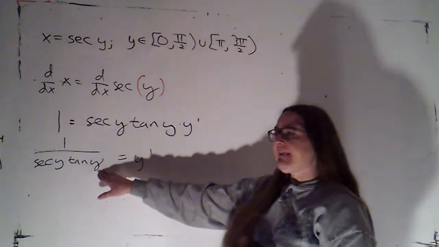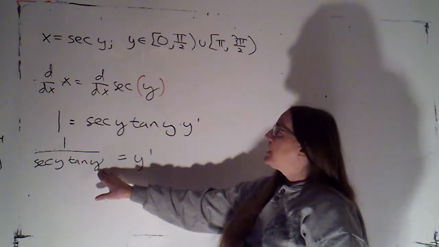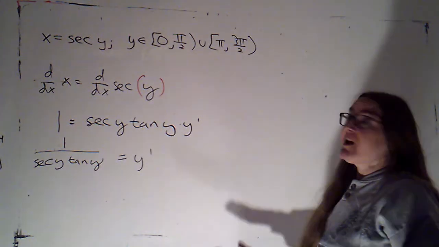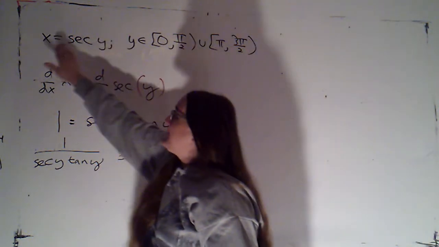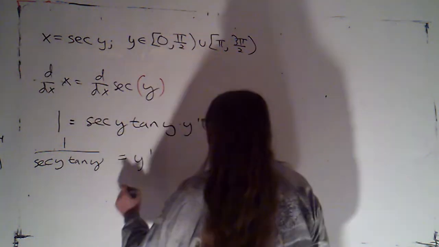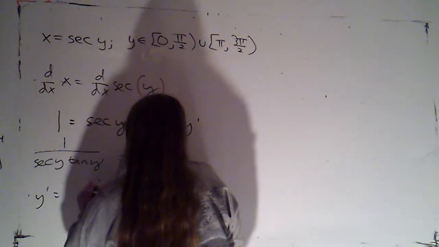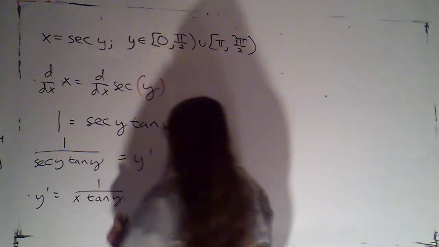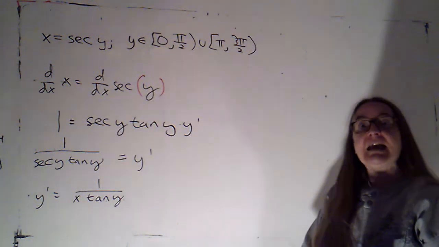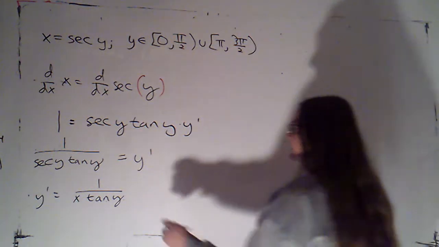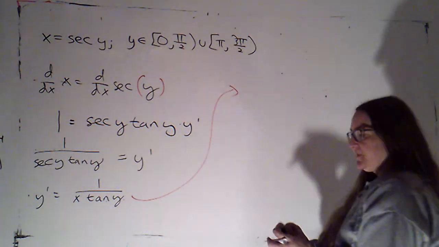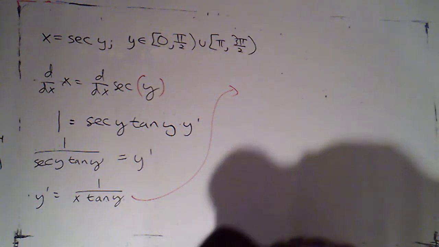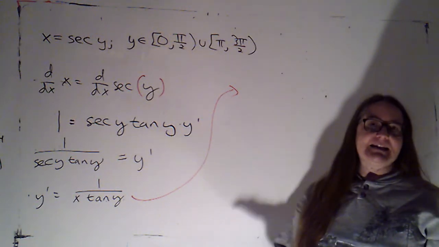And we want to try to get that in terms of x. Now, one of these factors we already have. Secant of y is x. So I can say, okay, y prime is 1 over x times tangent of y. But now I need to try to get tangent of y described in terms of x, and I know that I'm going to be using my Pythagorean identity.